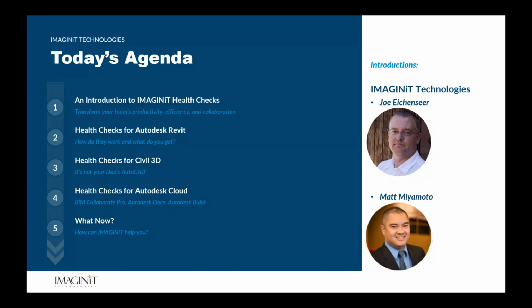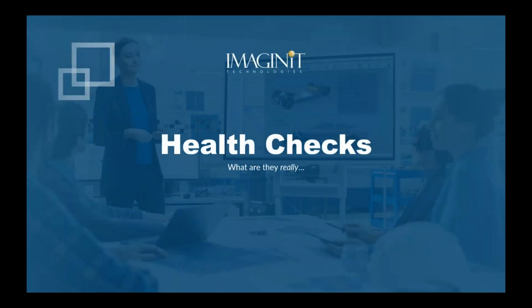But y'all can see what we've got for our agenda here. We're going to specifically talk about the types of things that happen when we're going through health checks and things that you can do for Revit, Civil 3D, and Autodesk Cloud, but trying to get some context behind it a little bit more. When we're talking about health checks, we'll want to make sure we're setting the right foundation of what it is. What are we truly talking about?